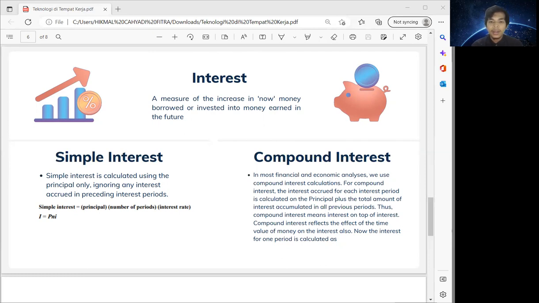The next is compound interest. In most financial and economic analysis, we use compound interest calculation. For compound interest, the interest accrued for each interest period is calculated on the principal plus the total amount of interest accumulated in all previous periods. Compound interest means interest on top of interest. It reflects the effect of the time value of money on the interest also. The interest for one period is calculated on the principal plus all accrued interest.